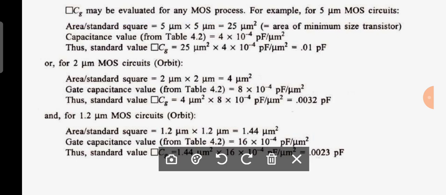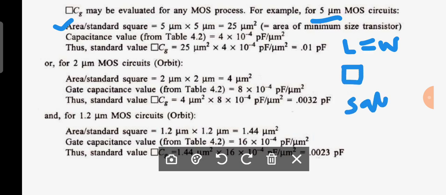First of all, we have determined area per standard square. That means whatever the technology they have given, you should assume that the length and width are same. Why? Because it is a standard, in a sense, a square. Is it clear, all of you?